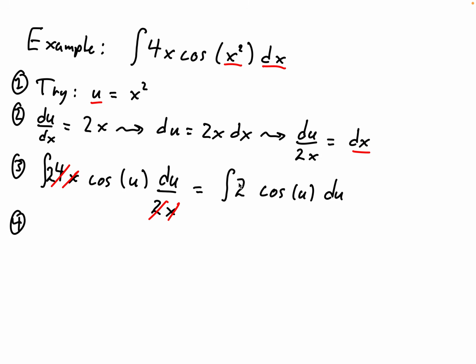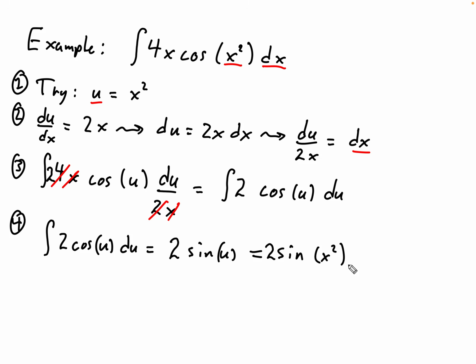Finally, we want to evaluate the new integral. This new integral is much simpler than the one that we started with, and this is one that we should hopefully be able to recognize. The antiderivative of 2 times the cosine of u is 2 times the antiderivative of cosine, which is positive sine of u. Very last step, we rewrite in terms of the original variable. So this is 2 times the sine of, instead of u, x squared, and then we remember the plus c.